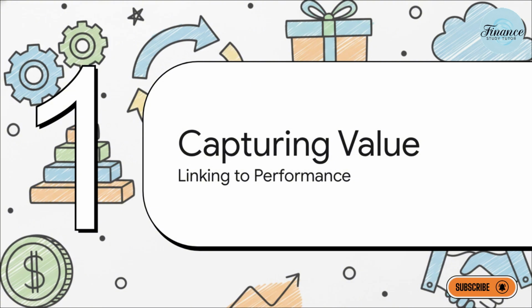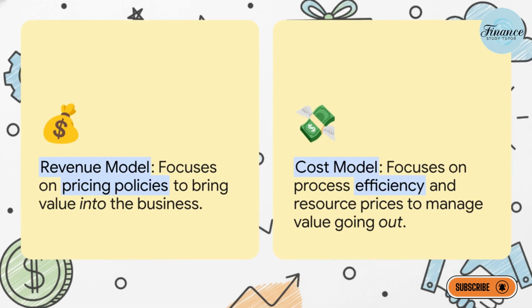Okay, we have defined, created, and delivered value. Now we're at the final and, you could argue, most critical step in our cycle, capturing that value. This is where the business model links directly to performance management. Look, to successfully capture value, you have to make sure that the value coming in is more than the value going out. It's that simple.